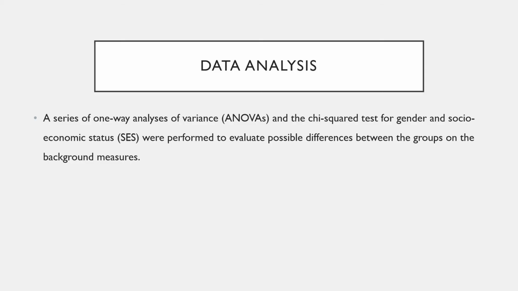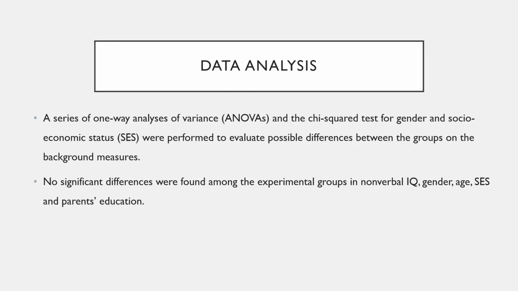Okay, data analysis. So a series of one-way analyses of variance (ANOVAs) and the chi-square test for gender and socioeconomic status were performed to evaluate possible differences between the groups on the background measures, and no significant differences were found among the experimental groups in nonverbal IQ, gender, age, or socioeconomic status, and also parents' education.